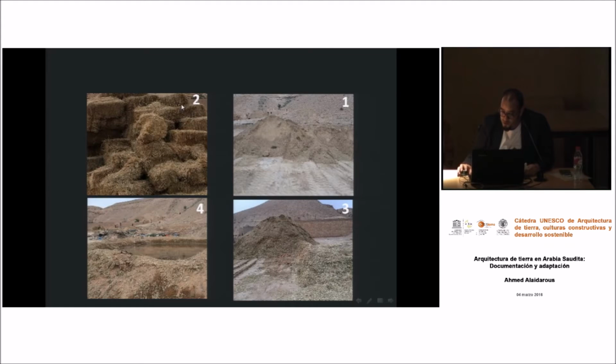So let's move on to talk about how they make a compressed block. They brought the soil from the local valley, Hanifa Valley, which is located just north of Dir'iyya. They mix it with straw, and they add 5 to 6% of cement to the mixture.